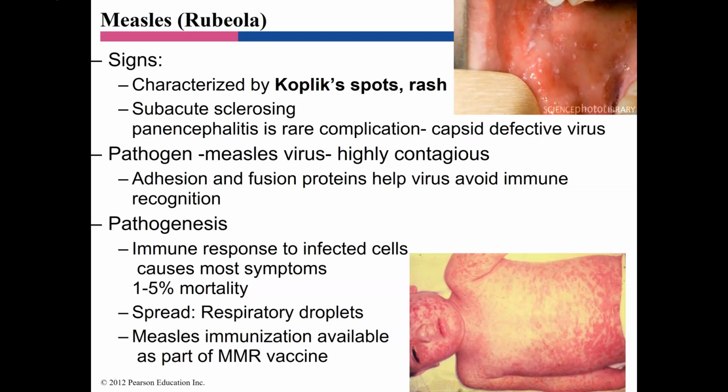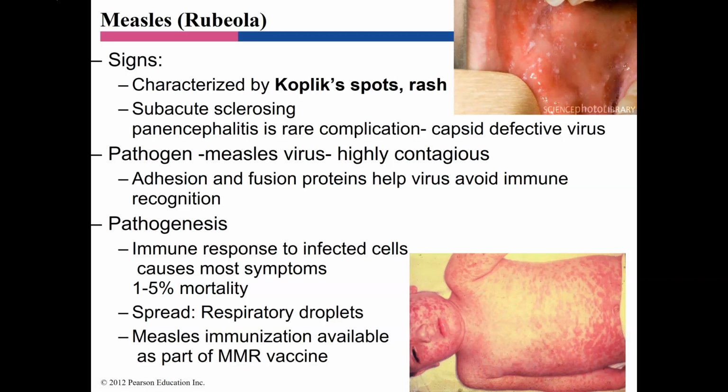One of the things about this virus is, once you're infected, you may have a complication called subacute sclerosing panencephalitis. It's listed here. Although very uncommon, it's a terrible effect of the virus that will affect your neurological capabilities and can be fatal.